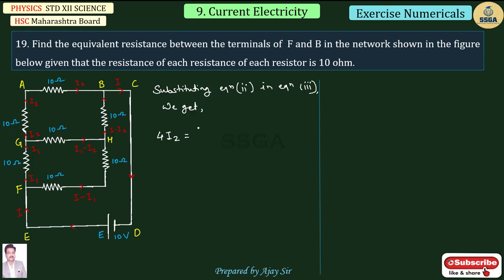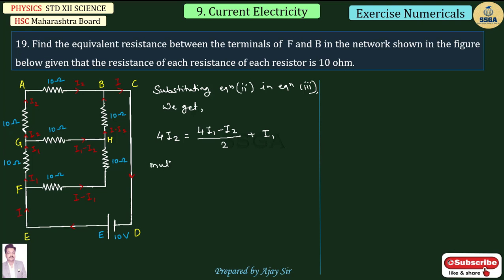So I, from equation 2, is equal to (4I1 minus I2) divided by 2, plus I1. So this is equation number 3, that is 4I2 which is equal to I plus I1. Therefore this is the value of I from equation 2. So let us simplify this. Let us multiply both the sides by 2.